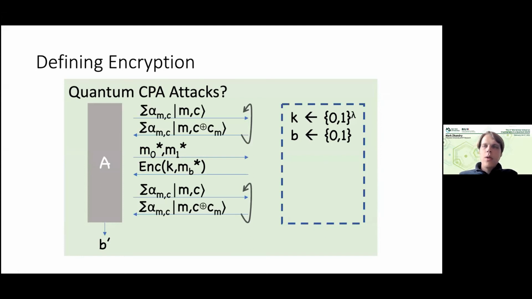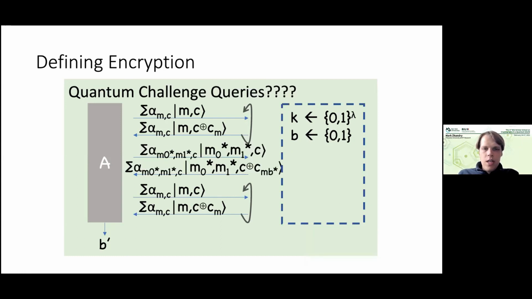Now, if we want quantum superposition queries, there are 2 kinds of queries: the CPA queries and the challenge queries that we can decide to make quantum. If we make the CPA queries quantum, there's really no issue. It's a sensible definition. We won't discuss how to prove the security of such a scheme, but you can construct and prove security of encryption schemes satisfying this notion. However, something strange happens when you try to make the challenge query quantum.